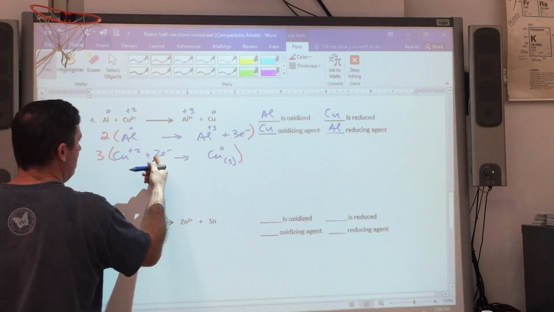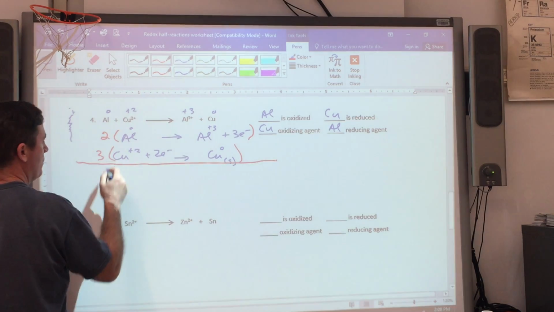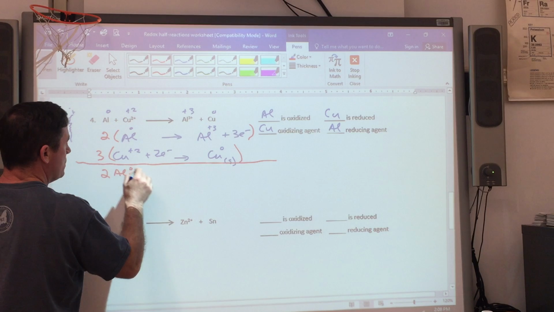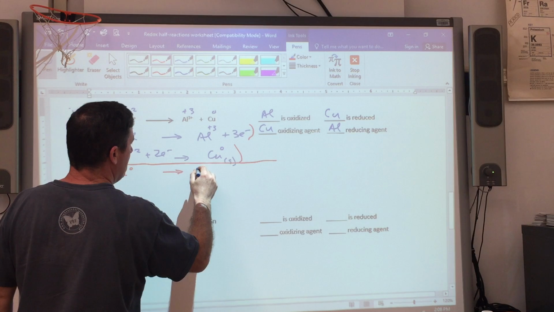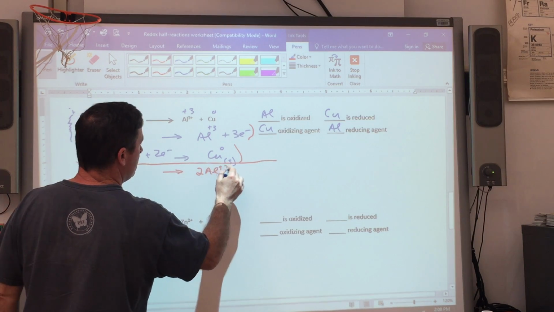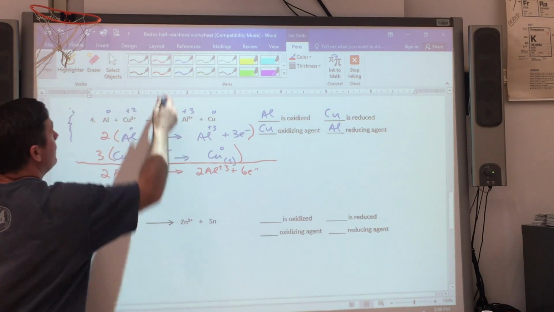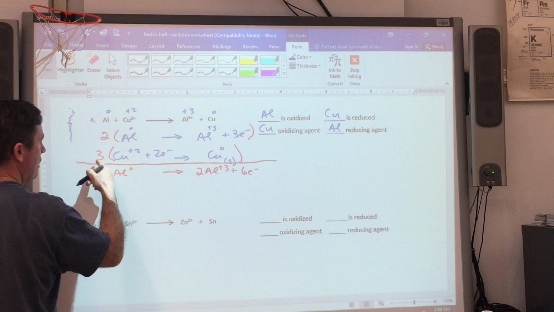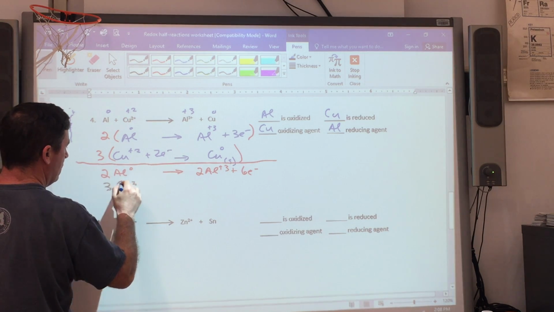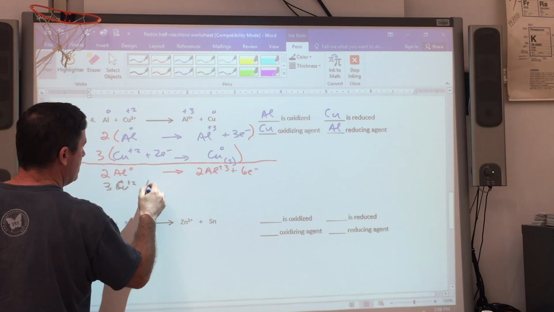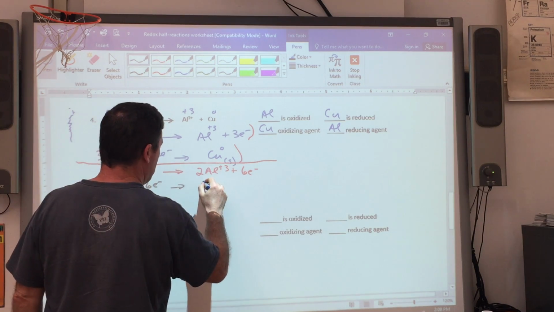So I would end up having, like this, 2 aluminums. I'll do it in halves still. 2 aluminum 3+. 3 times 2 is 6. Switch colors. 3 coppers. Whoops, that's a big C. 3 times 2 is 6 electrons. 3 times copper.